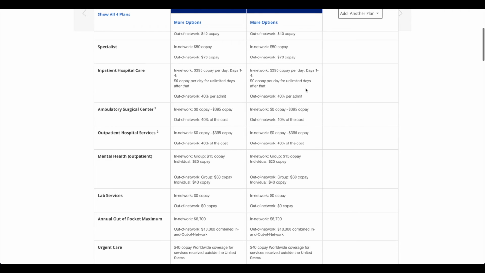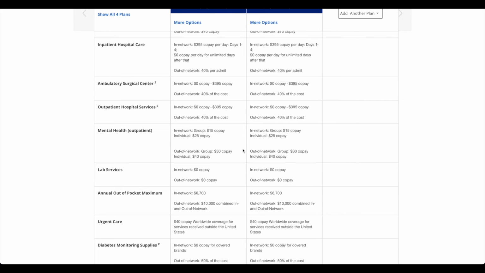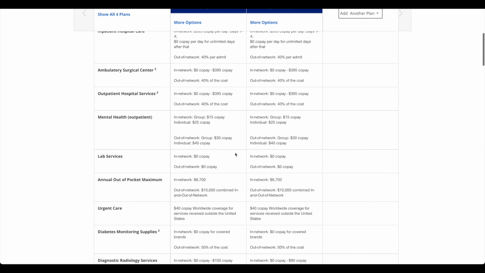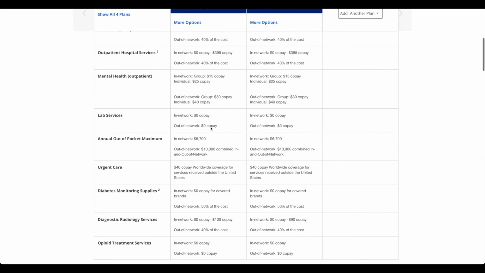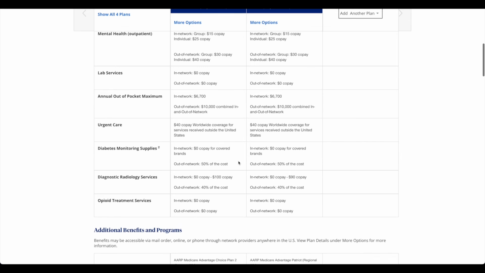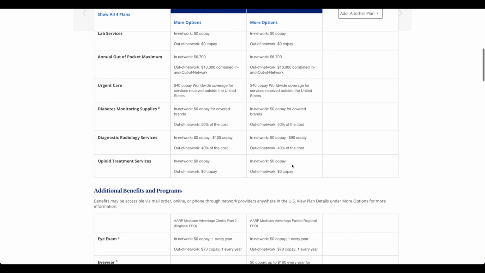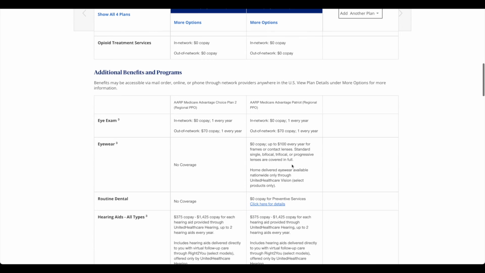Kind of moving on down here, ambulatory surgical services, same coverage on both plans. The outpatient, same. Mental health, it's pretty much the same, dead on exact actually. Lab services, same coverage. So these plans are, as you can see, fairly identical. There is a slight difference here on the diagnostic radiology services, where you could have a $0 to $100 copay versus the $0 to $90. Small difference, but overall the plans are pretty much the same.